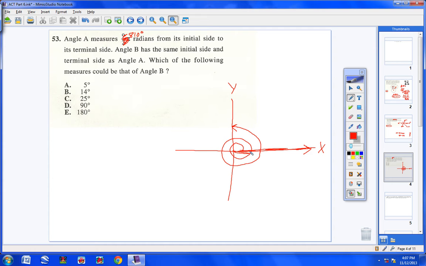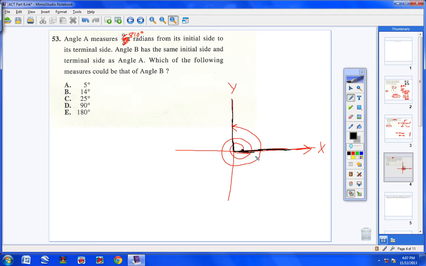Think about it. I went around once. That's 360. I went around again. That's 360 more. 360 plus 360 is 720 plus 90 more is 810. So let me get a different color of ink and show you something. So where did I start this angle at? Right there. So this is called the initial side. Where did I end my 810 degrees? I ended right here, right?